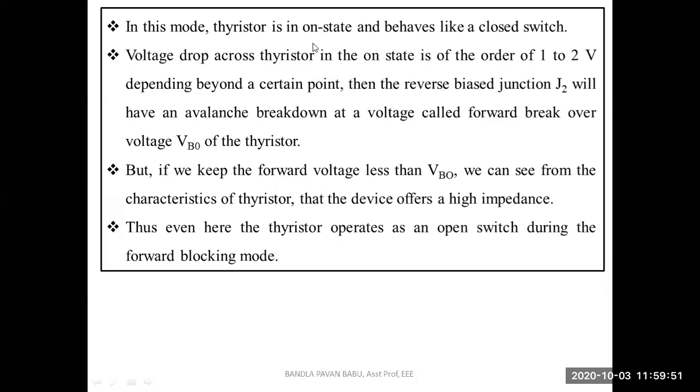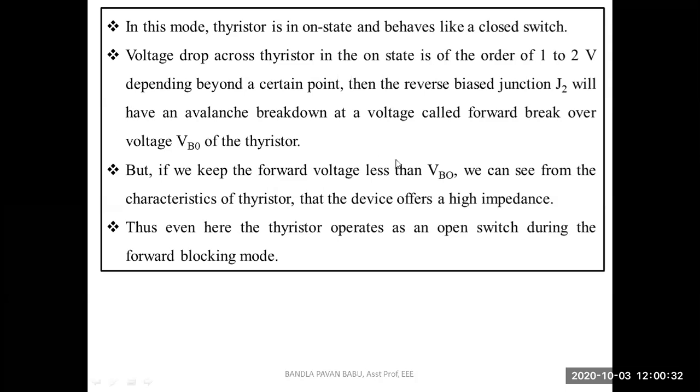In this mode, the thyristor is in on state and behaves like a closed switch. So the voltage drop across the thyristor in the on state is around 1 to 2 volts, whereas in the diode it will be around 0.7 volts, which we have discussed earlier. And depending on a certain point, what we have seen, that is the holding current point and latching current point. So junction J2 will have avalanche breakdown at a voltage called forward breakover voltage, that is VB0, as I said before. If you keep on increasing the forward voltage up to VB0, junction J2 also reaches breakdown. That means there will be flow of current from anode to cathode.